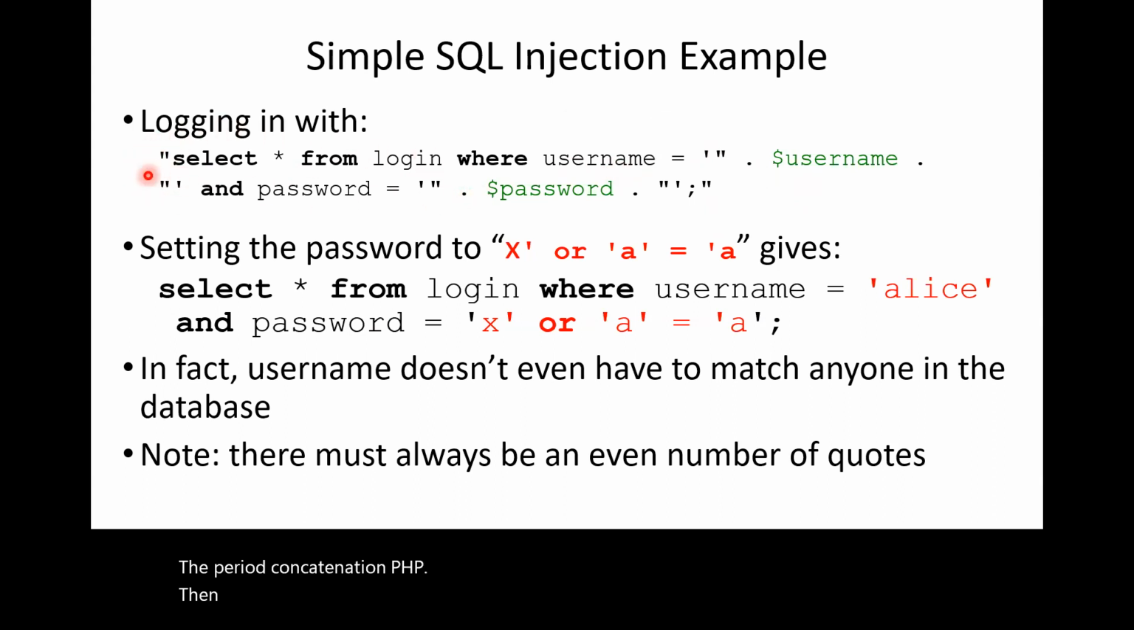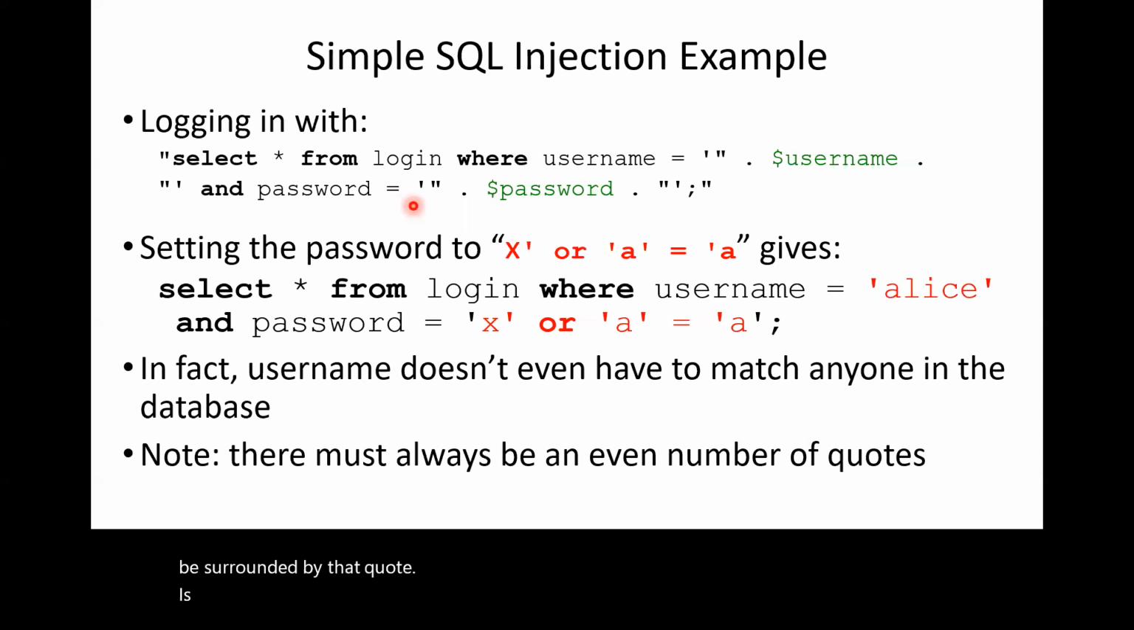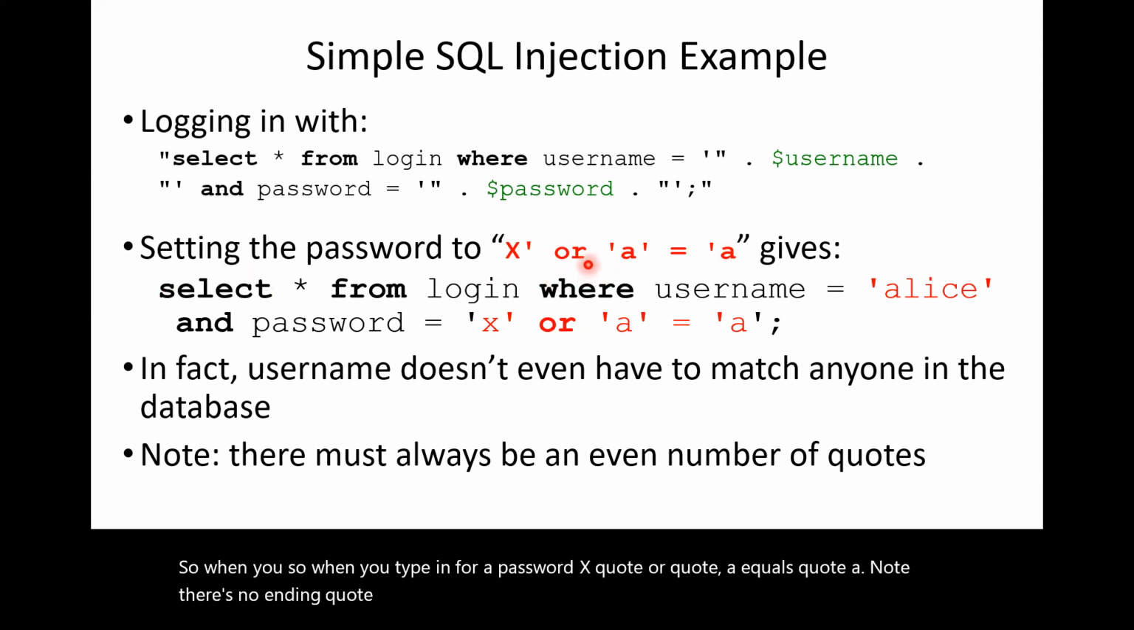Then a second string that starts with a single quote. So the username that you enter will be surrounded by that quote. And password equals quote, and the double quote, that's one string. And the password concatenated with a quote and a semicolon. So when you type in for a password X quote, or quote A equals quote A, note there's no ending quote. When you concatenate them together, we'll assume Alice was the username.